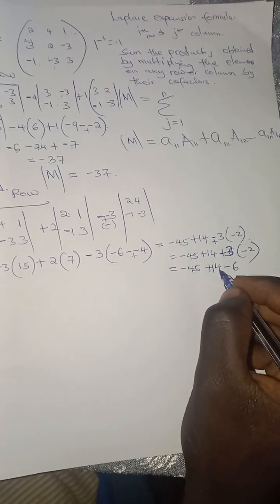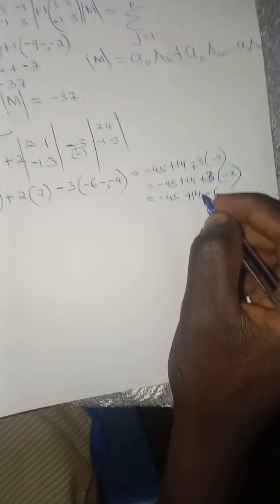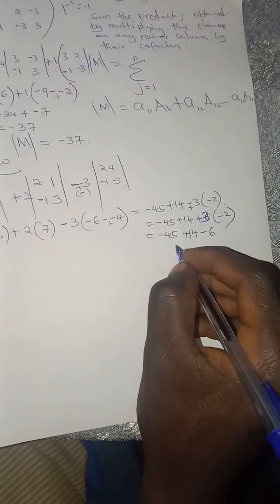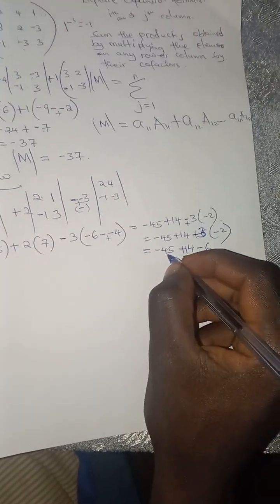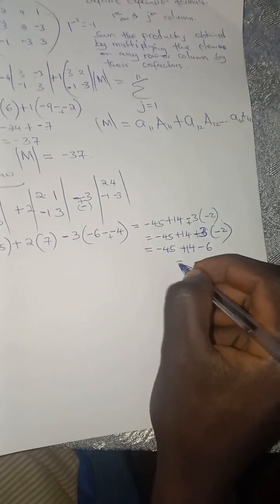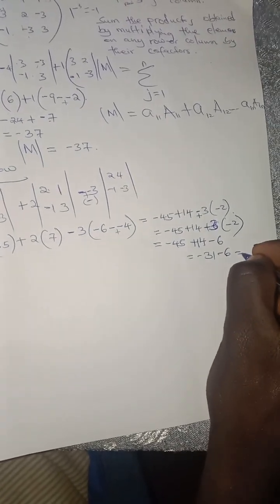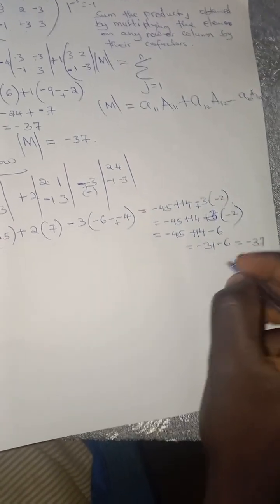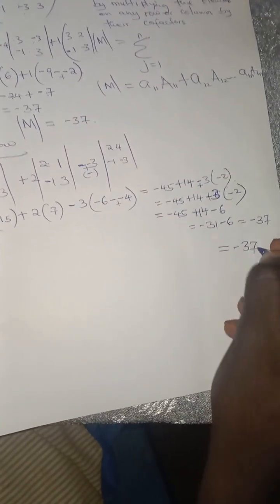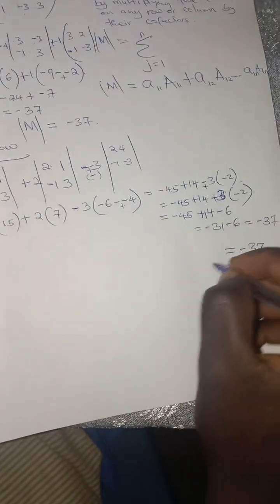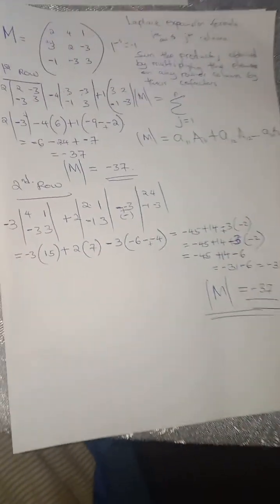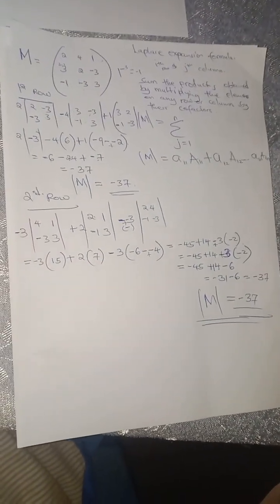We have to apply BODMAS, that is, addition first. Negative 45 plus 14 is negative 31. Negative 31 minus 6 is negative 37, which is the same as what we found. The determinant of M is negative 37, which is the same as what we found on that side.